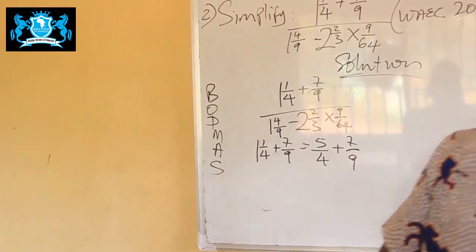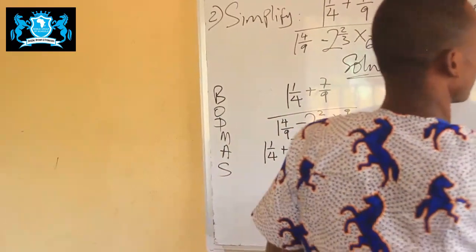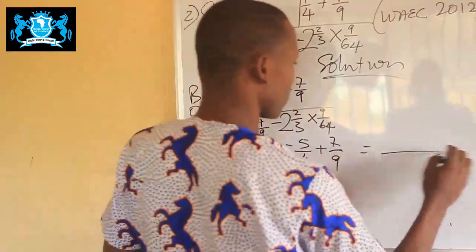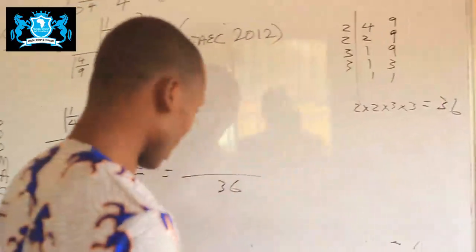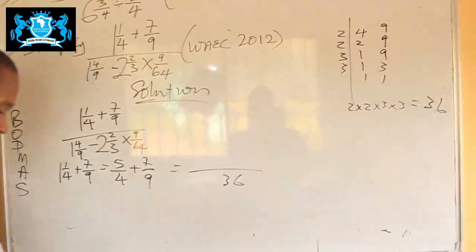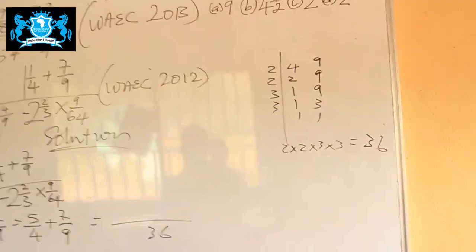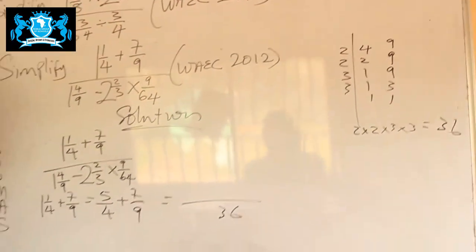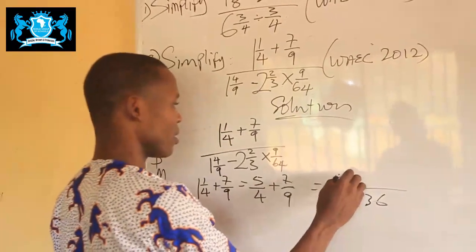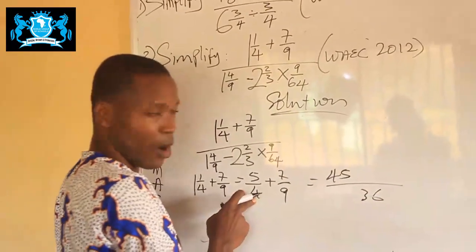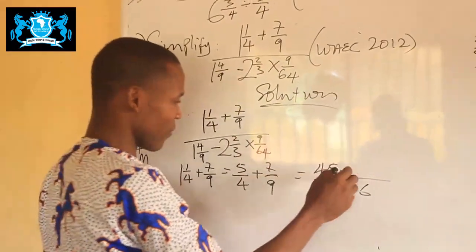She gave us 36. So our LCM here will be 36. Let's go. 36 divided by 4 will give us 9. 9 times 5 will give us 45. That is, 36 divided by 4 is 9, 9 times 5 is 45.